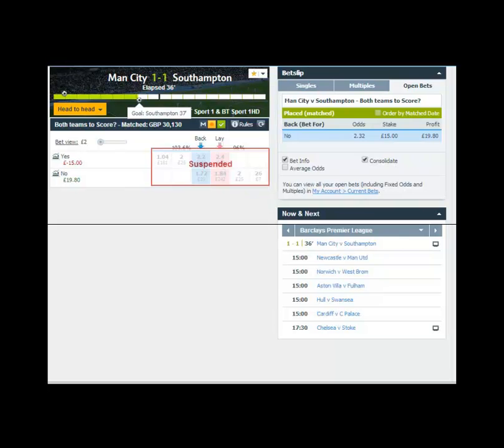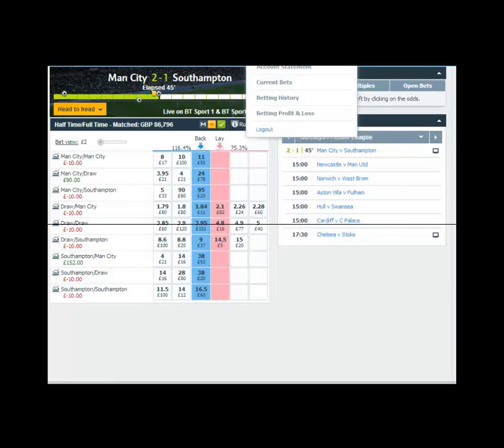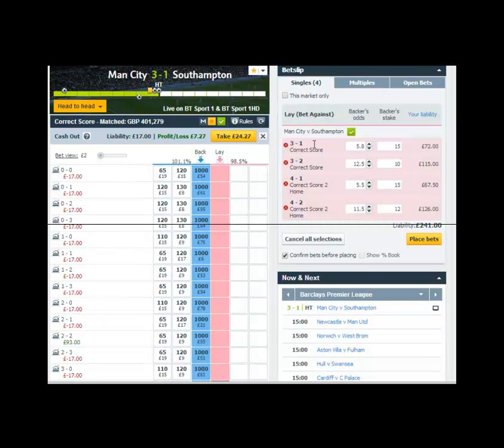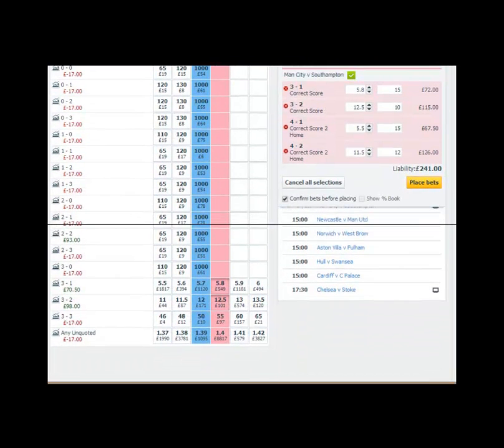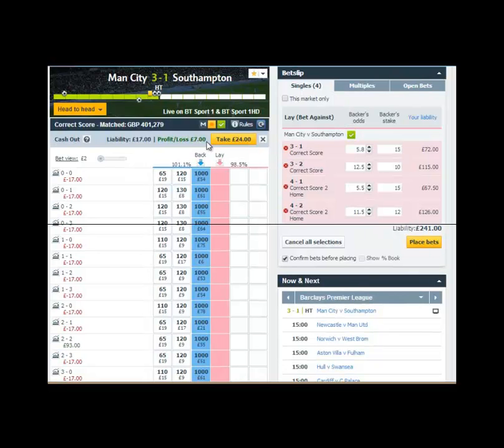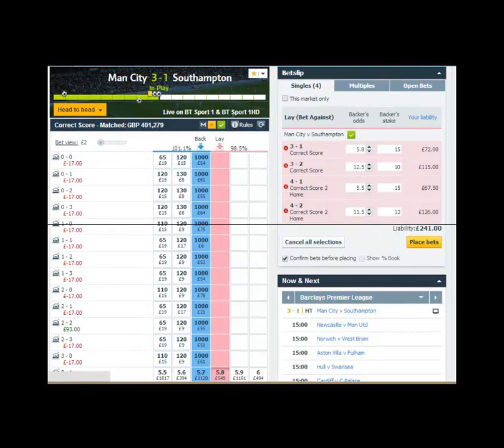As it happened, City scored on 3 minutes, and Southampton equalised after 37. So our both teams to score no market was dead. So we have to bear in mind now that for the rest of the trade we have a £10 deficit already. So we're relying basically on the correct score market now, and we've backed the higher scores pre-match, 3-1, 3-2, 4-1, 4-2. So we've got quite a number of the higher score lines covered. So we shouldn't really be in too much trouble here.